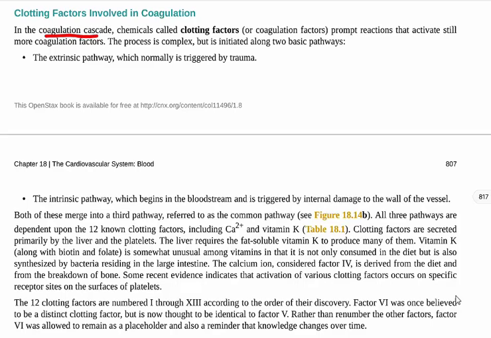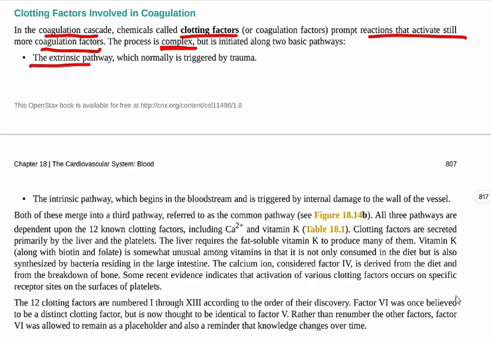it consists of several clotting factors that all kind of initiate each other, and we'll take a closer look at that. But the chemicals are called clotting factors or coagulation factors, and they prompt reactions that activate more coagulation factors. And so the process is complex, but there are 2 pathways that it starts from. So there are 2 initiation pathways.